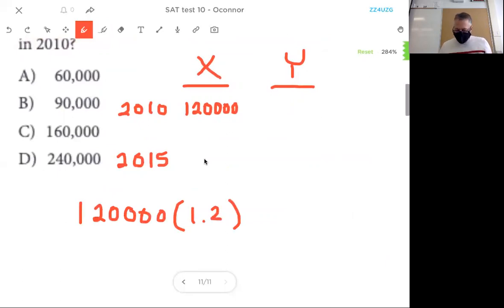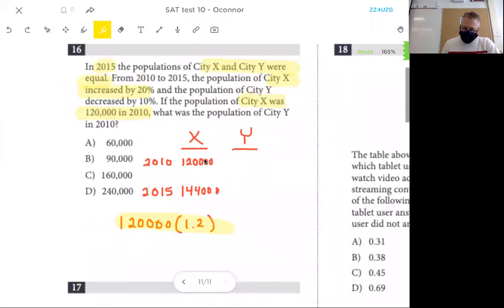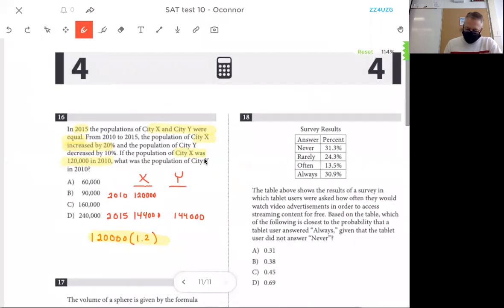1.2. Okay, so we could, without your calculator, figure out, well, let's see, 10% would be 12,000, 20% would be 24,000. Add them together, we get 144,000. But of course, your calculator would nicely give that to you very quickly. Now remember that their populations are the same. So that's 144,000. And what we're really trying to figure out is, what was the population of city Y in 2010?